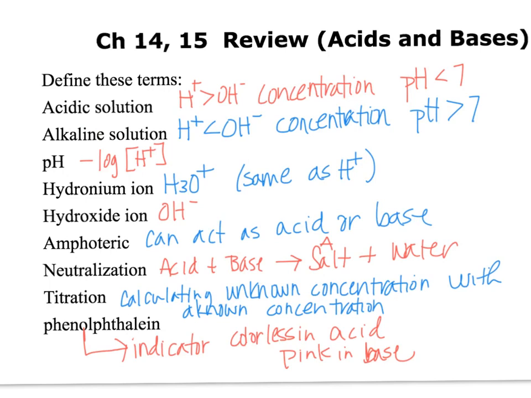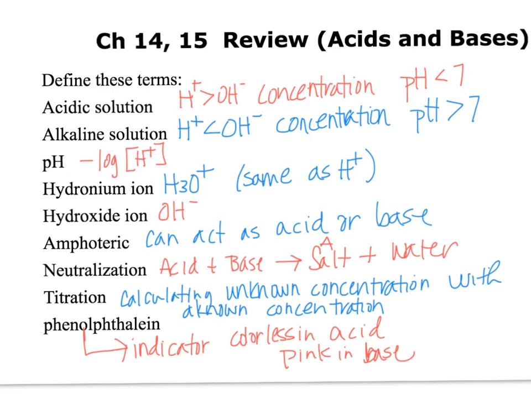The hydronium ion is that H3O+. Oftentimes we use the H+ instead, but they are used interchangeably, so they can be used the same. Hydroxide is the OH-. And remember, we recognize hydroxides as bases. So if you see that OH in there, it's a base.